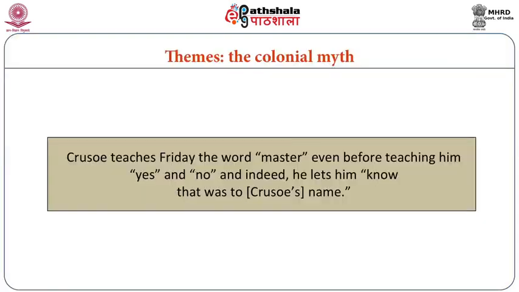He is the one who decides that when the mutinying ship comes to shore and he rescues those people, he's the one who decides what should be done over there. So this then is what we see when the postcolonial looks at Robinson Crusoe as a text. He sees that Crusoe teaches Friday the word master even before teaching him yes or no. And he tells him, that is my name. Master is what you call me. Right? So the master-subject relationship is put in place right there.